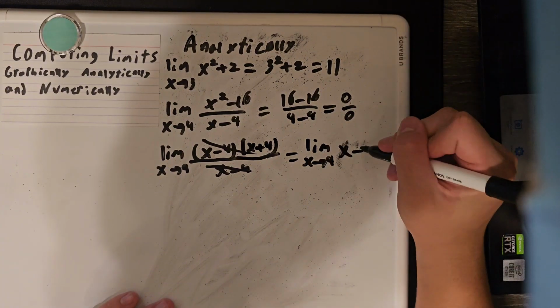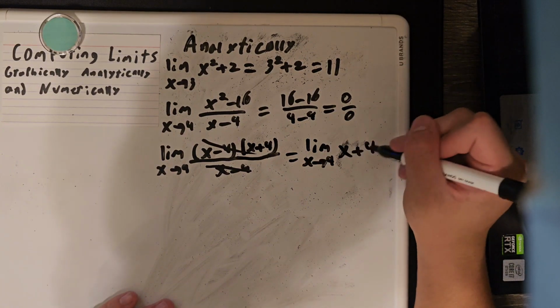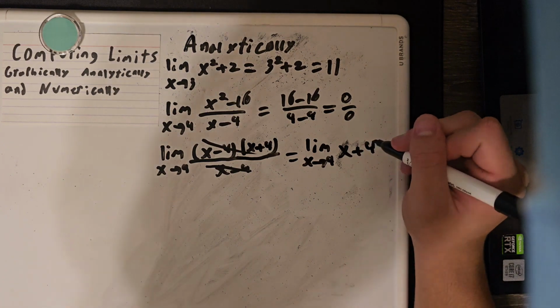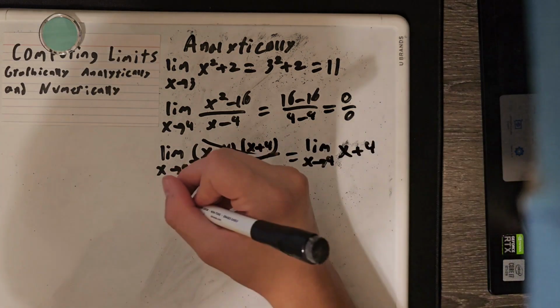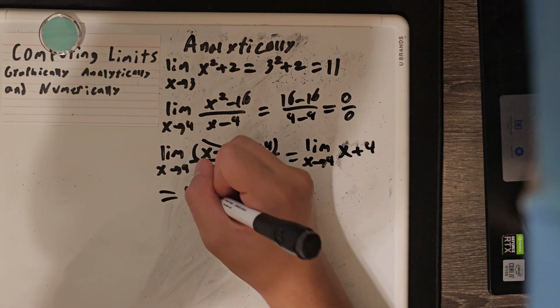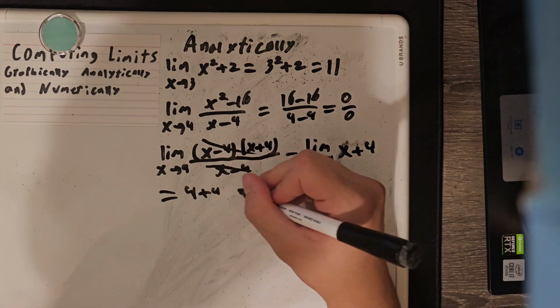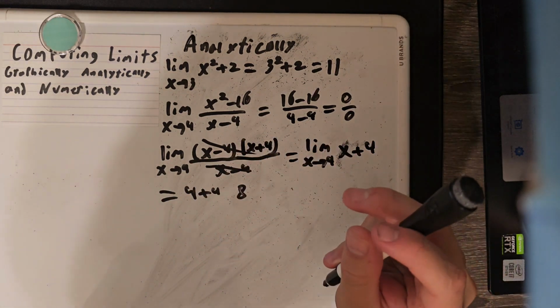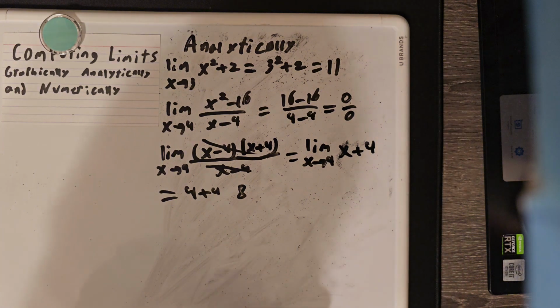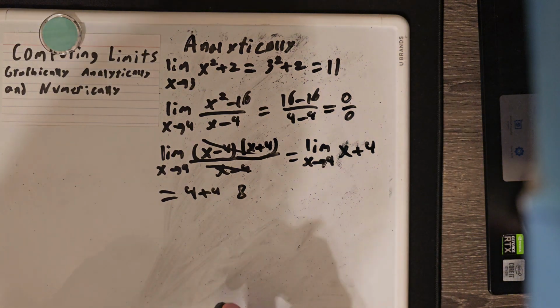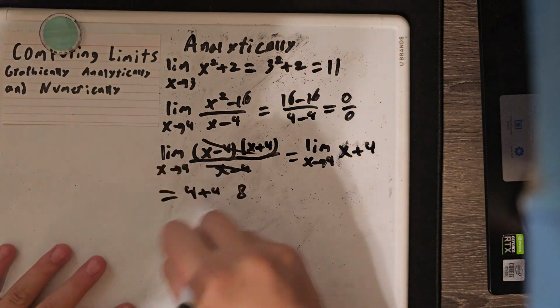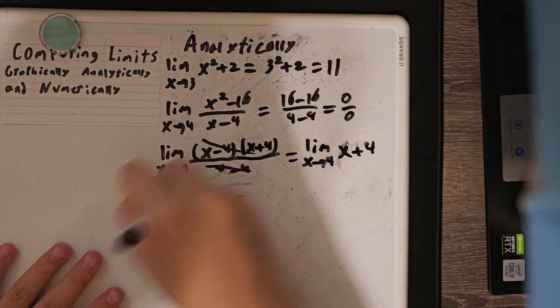Now, this equation is a lot easier to plug into, because it is simply equal to 4 plus 4, or 8. So that is one way to compute a limit, factoring and simplifying.